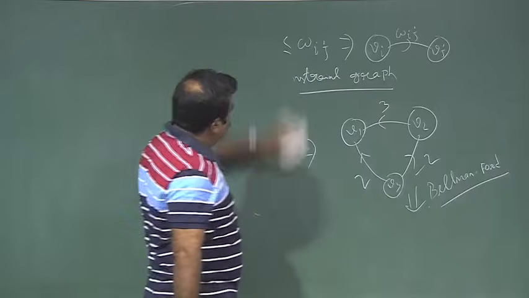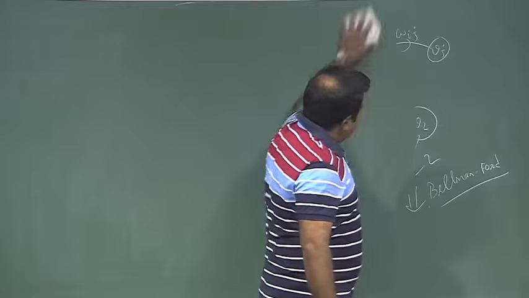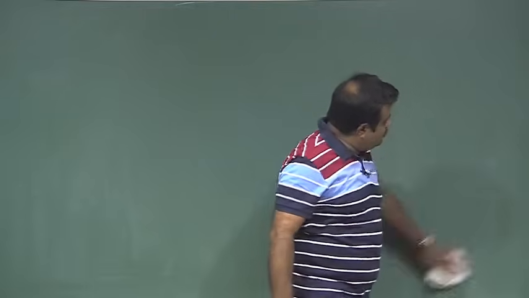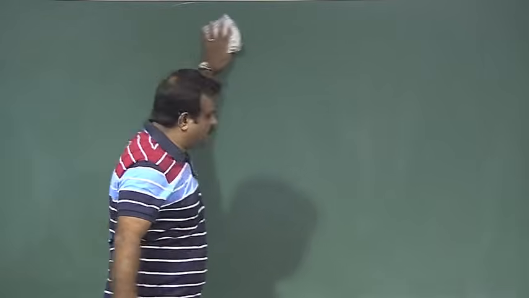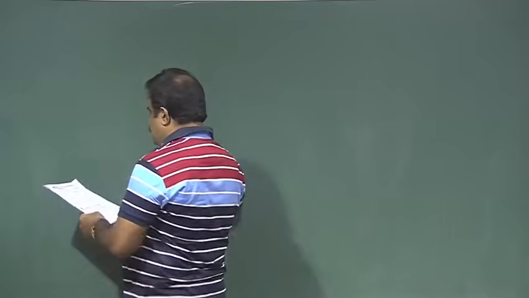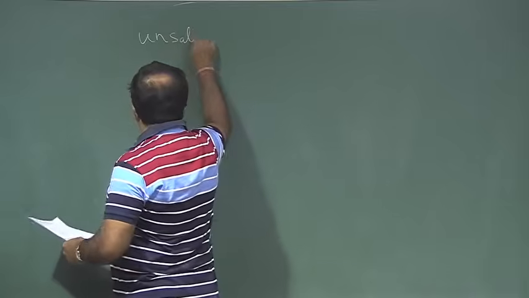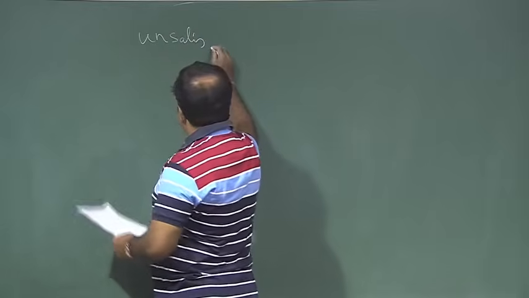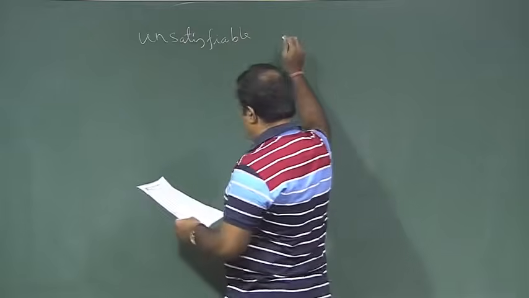Now, suppose it is giving us a negative cycle. That means there is a negative cycle in the corresponding graph. Then there will be no solution of the system of constraints. That means the system of constraints is infeasible, also called unsatisfiable constraints.